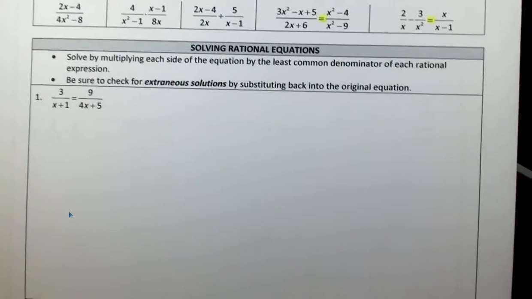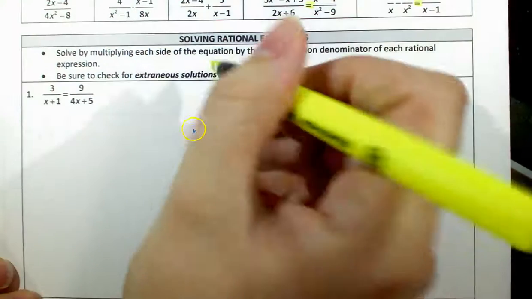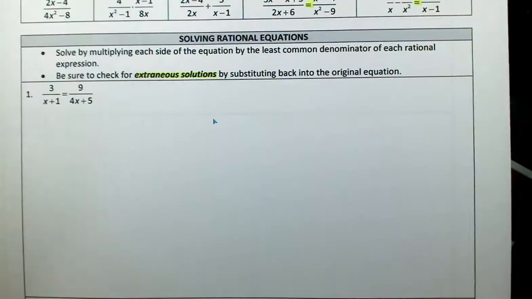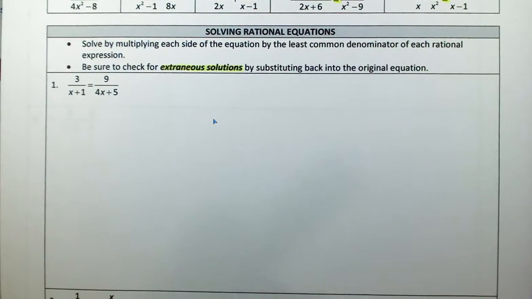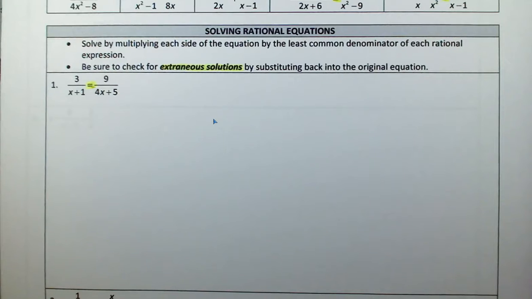The other thing to really keep in mind is that you have to check for extraneous solutions. This is very important because there are values that don't work, the excluded values. If they end up in our answer, we have to throw them out. We cannot use them. Looking at this first problem, notice we do have an equals, which means we're solving. We're going to figure out what x equals.